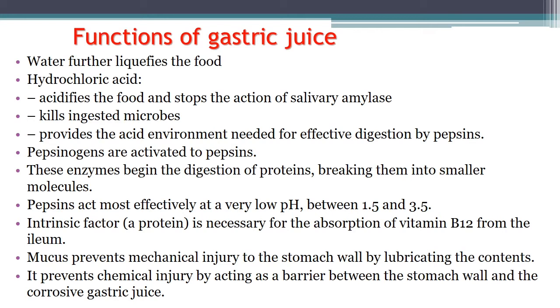The intrinsic factor, a protein, is necessary for the absorption of vitamin B12 from the ileum. Absorption of vitamin B12 occurs only in the ileum, in the small intestine, not in the stomach. Mucus prevents mechanical injury to the stomach wall by lubricating the contents. Also, it prevents chemical injury by acting as a barrier between the stomach wall and the corrosive gastric juice or gastric acid. So this is all about the function and usefulness of the gastric juice.